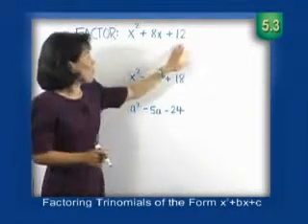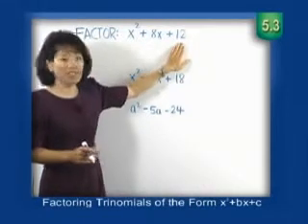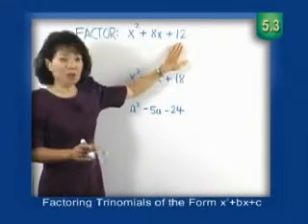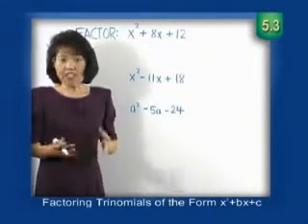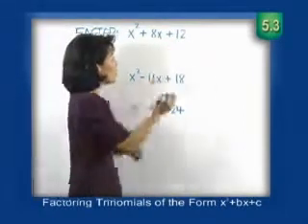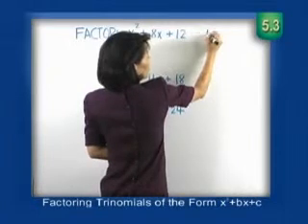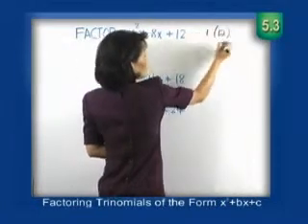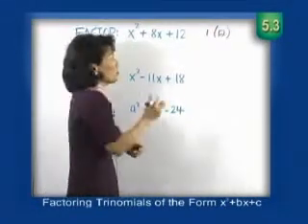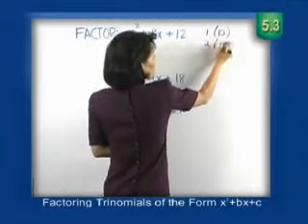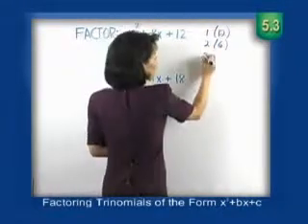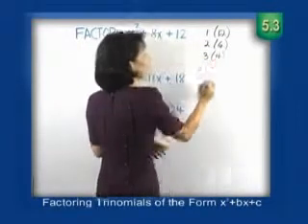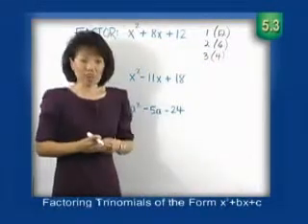We're going to look at this number, the third entry here in the coefficient, the constant term 12, and we're going to think of all the factors of 12 that we can think of. Let's write those down. 12 could be 1 times 12. 12 can also be 2 times 6. And 12 can also be 3 times 4. Now, those are all the factors of 12.